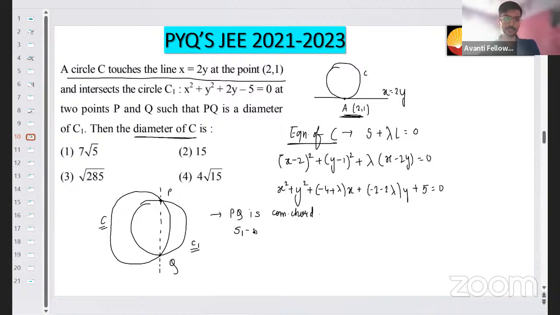What is the equation of common chord? It is S1 minus S2 equals to 0, where S1 is the equation of one of the circles, S2 is the equation of the other circle. So let's say this is S1, this is S2. If I subtract, we'll get minus x square, y square will get cancelled.